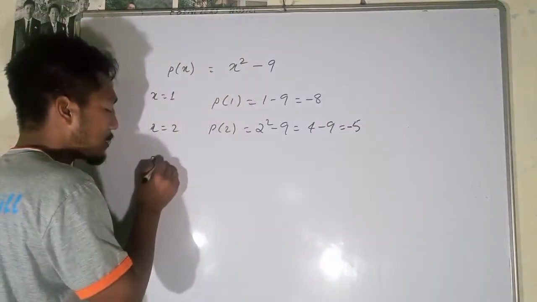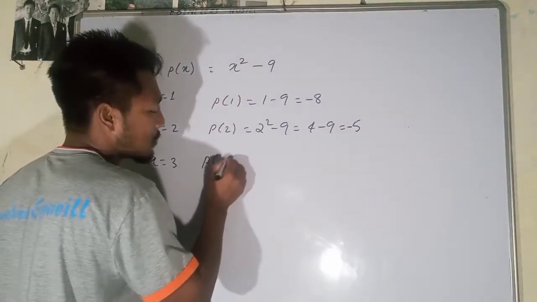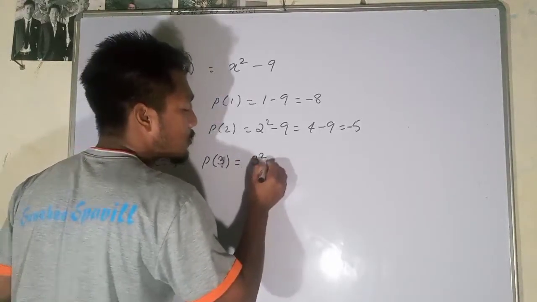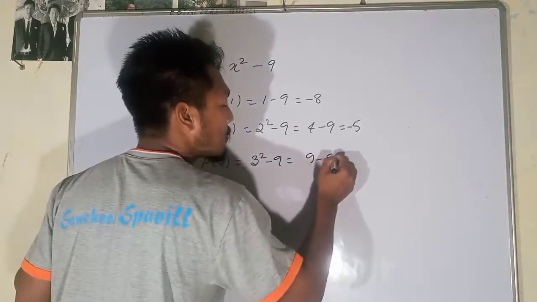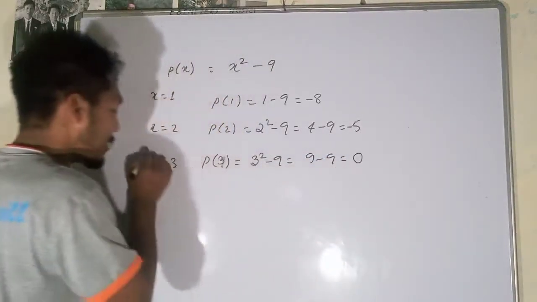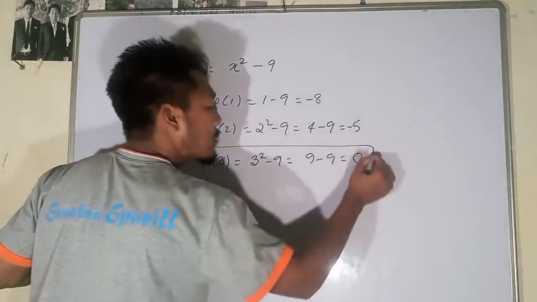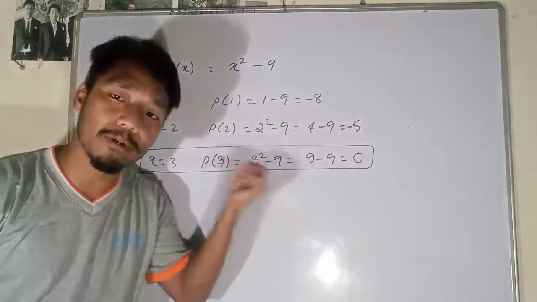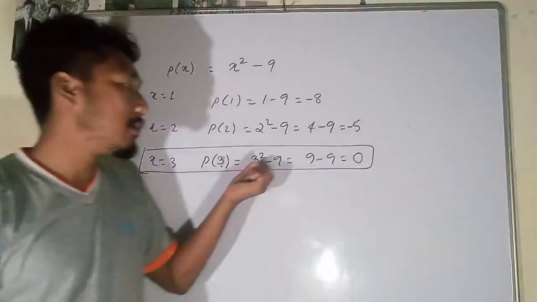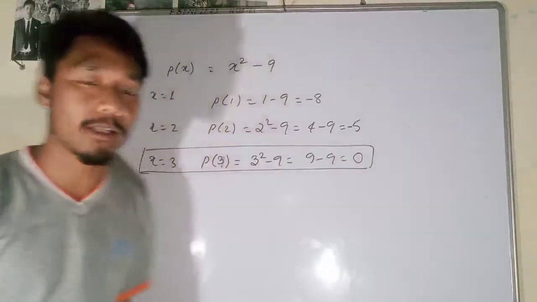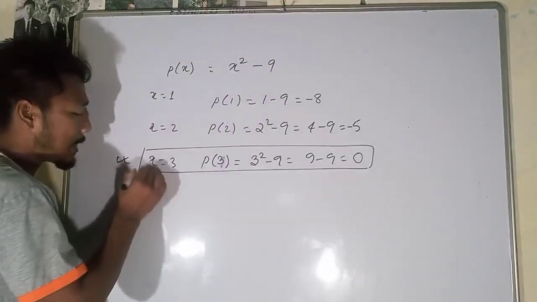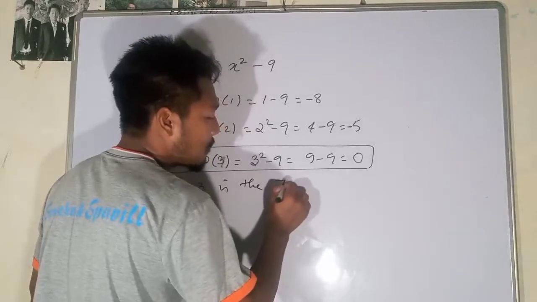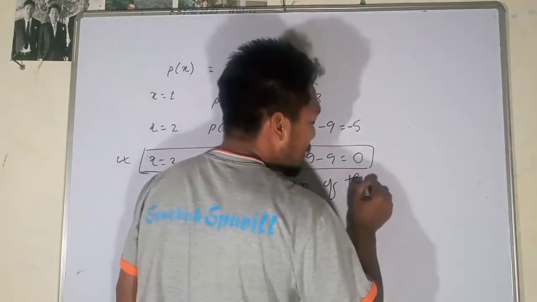Now if you put x is equal to 3, in place of x you are putting 3. So 3 squared minus 9. 3 squares is 9, minus 9, that becomes 0. So when x is equal to 3 and you put the value in the equation, your answer becomes 0. That means x is equal to 3 is the zero of the polynomial.